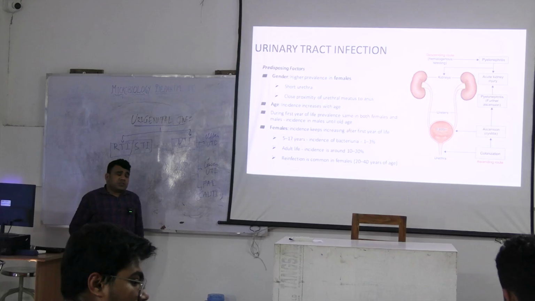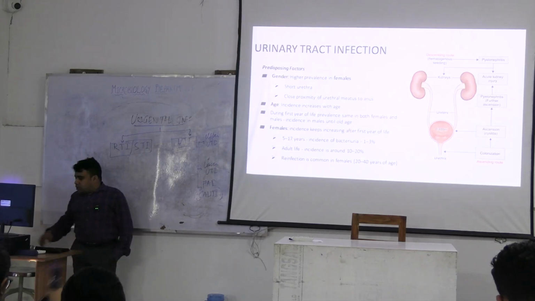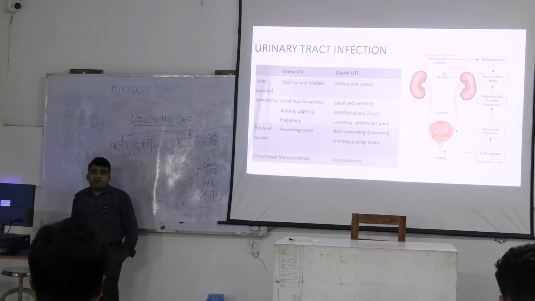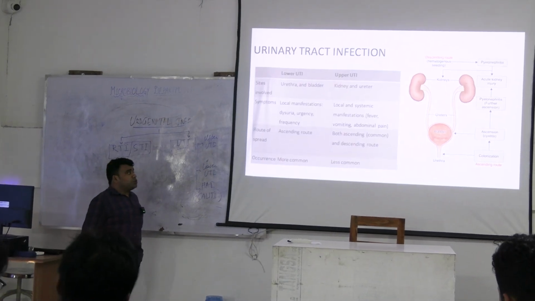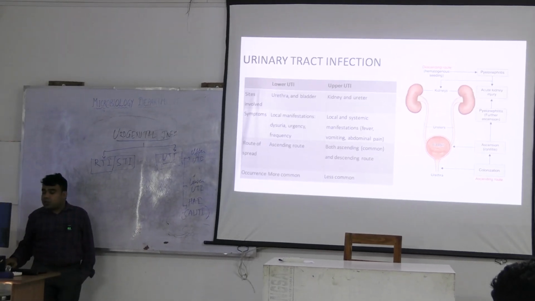Now coming to the predisposing factors of urinary tract infections, obviously you must know that females have a shorter urethra, hence in case of lower urinary tract infections, which are more commonly acquired by the ascending route, the chances of infection are higher in females as compared to males.